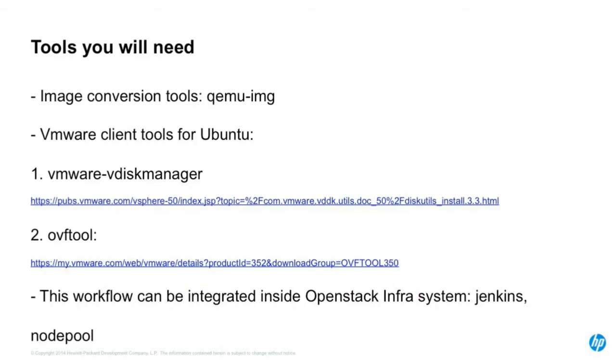So how did we manage to do that? Generating OVA images is normally a very VMware-tied process. You need a static host, and it's a very common problem. So we need several tools to achieve it. You need an image conversion tool like QEMU, and we also need some VMware client tools. For example, you need the VMware Disk Manager. We need OVF Tool, and you can see the address where you can download it. There are versions for Ubuntu, and they are easy to get. And you can have all this workflow integrated into Jenkins and Nodepool, so it's automated.